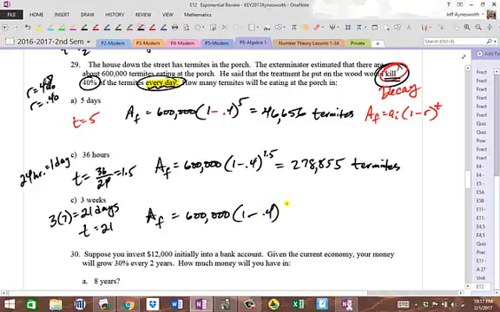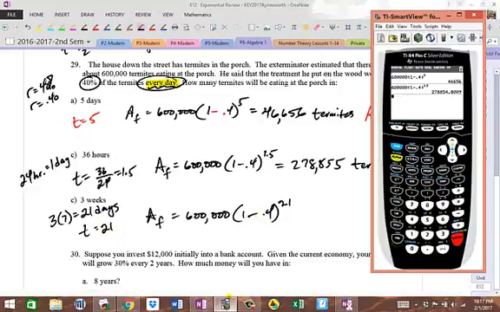Okay, so now this answer should be pretty small because when we go 21 time periods, there should be a lot less than 600,000. So let's check this out. So I'm going to go second entry here. I'm going to recall it, go back to my exponent, delete that exponent, and raise it back to the power. Then enter in 21 and just press go. Well, look, there's only about 13 termites left.